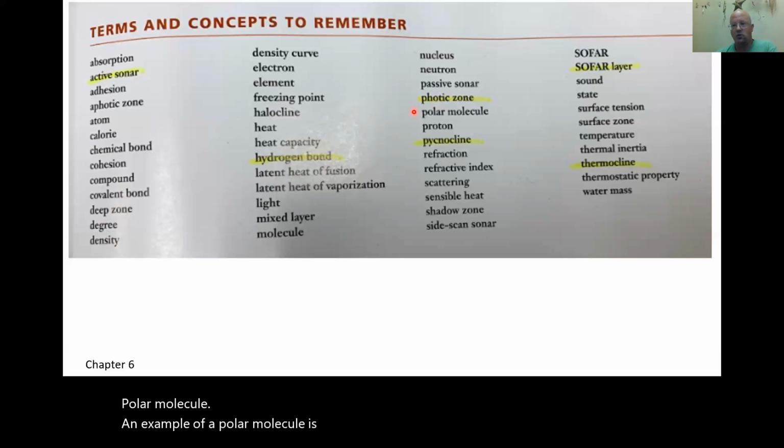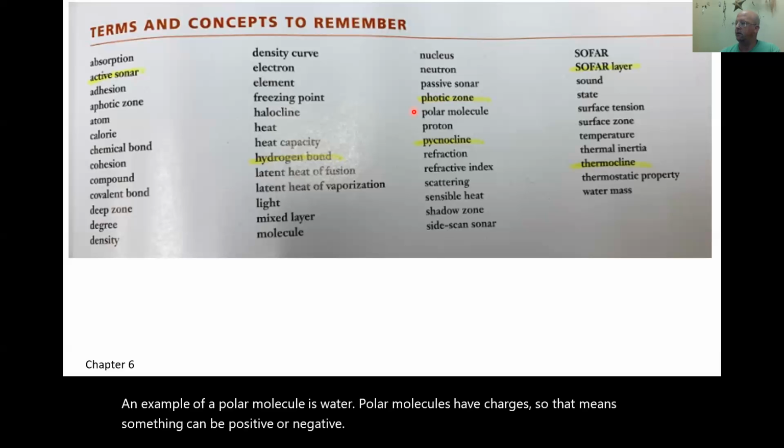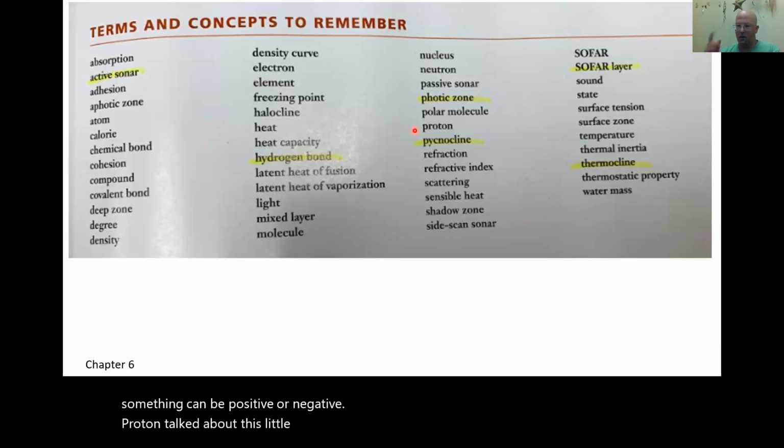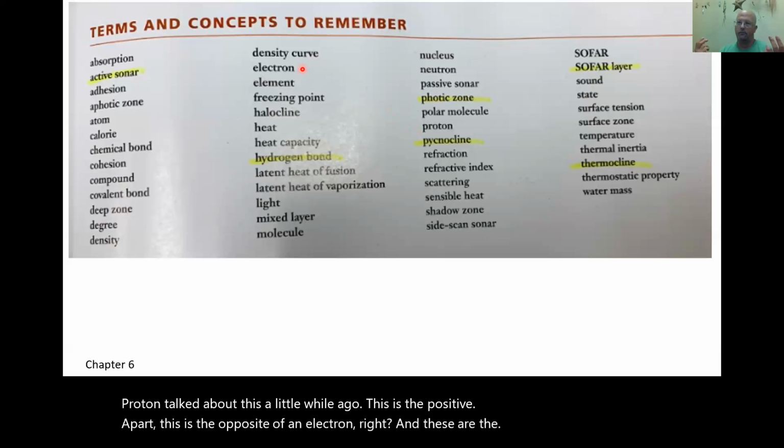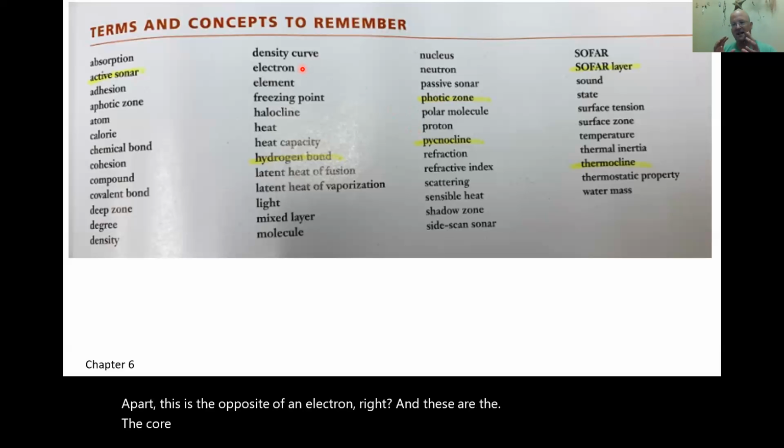Polar molecule, an example of a polar molecule is water. Polar molecules have charges. So that means something can be positive or negative. Proton, talked about this a little while ago. This is the positive part. This is the opposite of an electron, right? And these are the core parts of an element, right? This is at what's called the atomic scale.